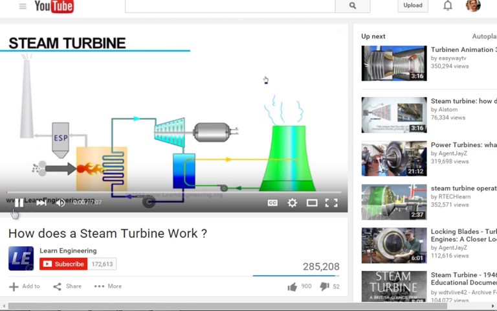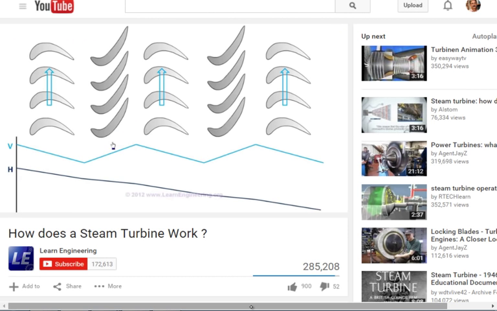In today's video, we will understand stators, rotors which are moving attached to the hub.